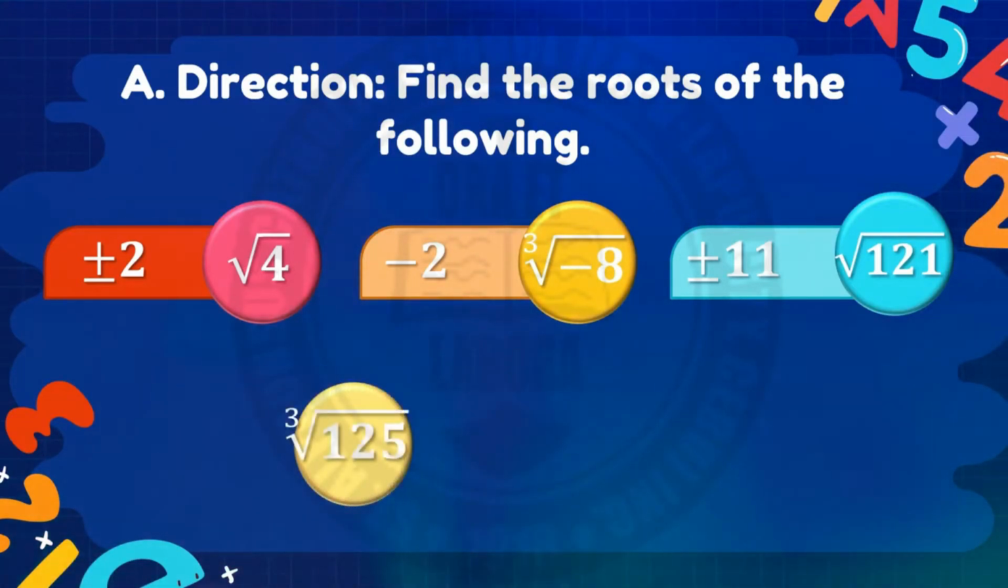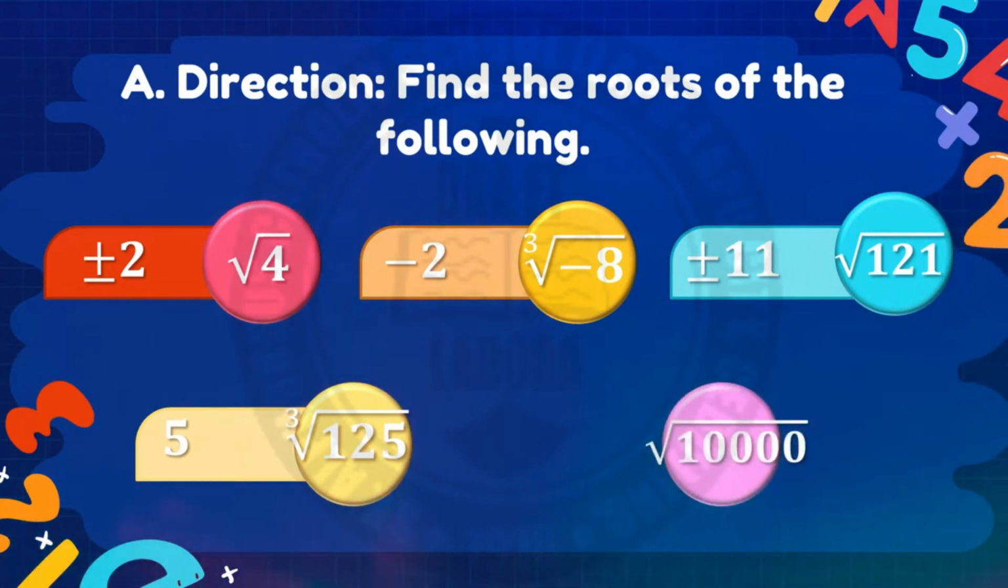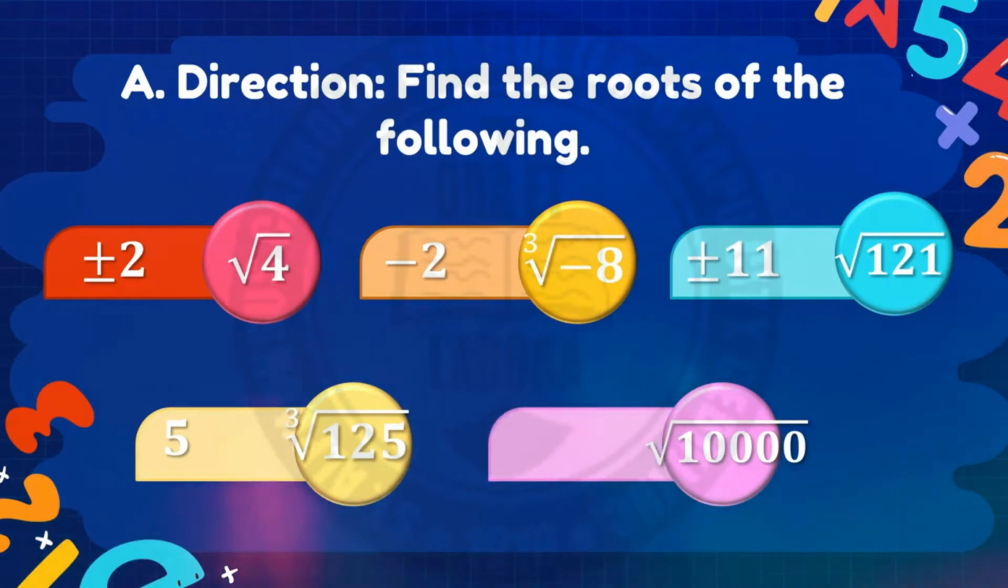Number 4, cube root of 125. The cube root of 125 is positive 5. And lastly, the square root of 10,000. The square root of 10,000 is positive or negative 100.